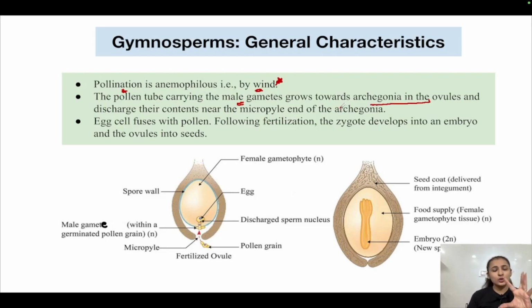They will grow, reach the ovule, and through the pollen tube it will try to reach the archegonia in the ovules. When it reaches the archegonia, it will discharge its contents near the micropylar end of the archegonia. So this opening is the micropylar end of the ovule. The archegonium is this structure present inside the female gametophyte. So this end of the archegonium is the micropylar end of the archegonia.